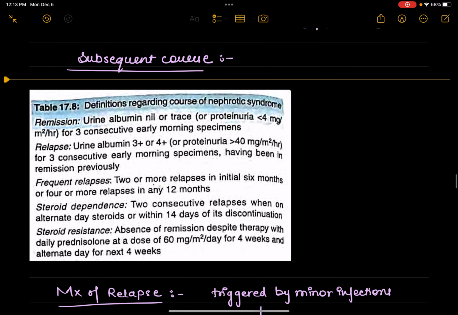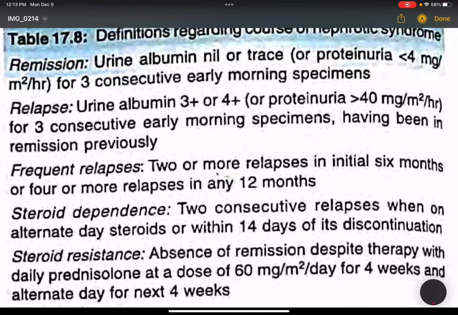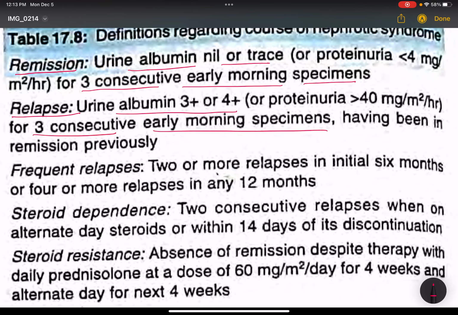What is the subsequent course? The nephrotic syndrome can have remission. Remission is noted if the urine albumin is nil or there is trace for 3 consecutive early morning specimens. Relapse if urine albumin is 3 plus or 4 plus in 3 consecutive early morning specimens.